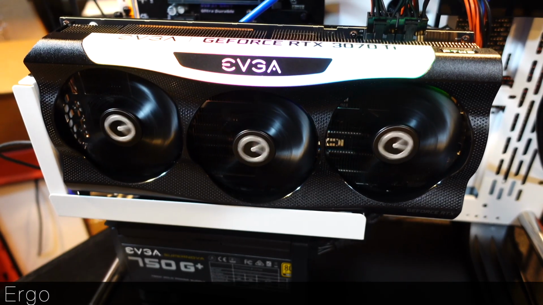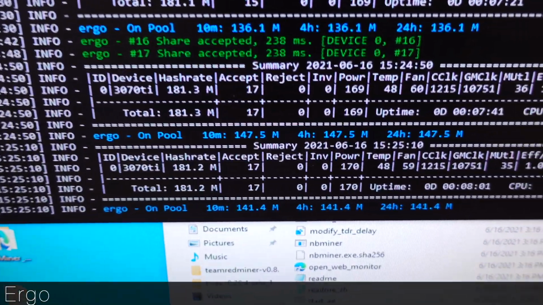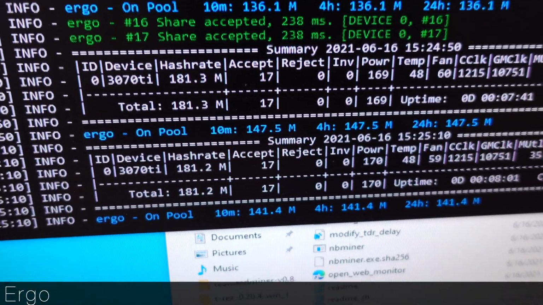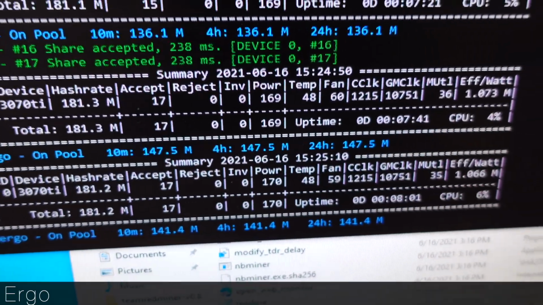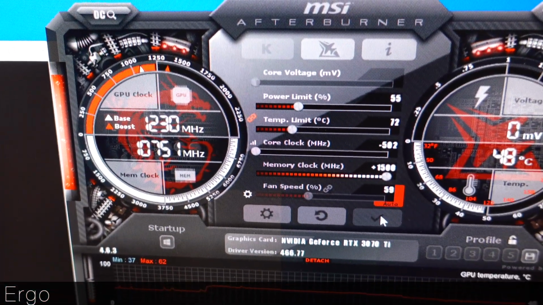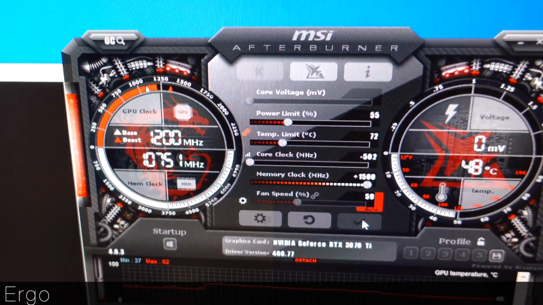All right, up next is Ergo. I know there's a lot of fans of Ergo out there, so I got this one, I think, pretty dialed in, hitting 181 mega hash at 170 watts. You can see the overclocks I'm running there for my specific 3070 Ti.